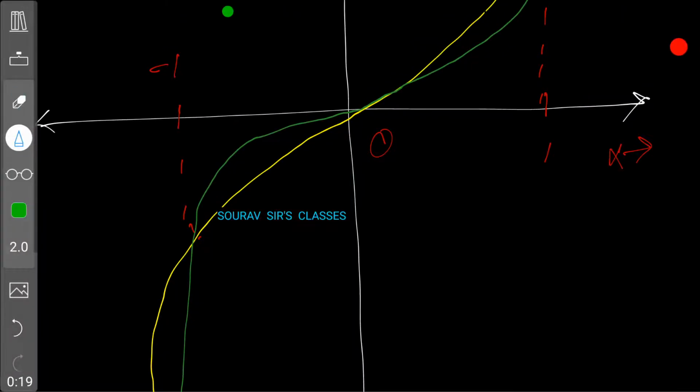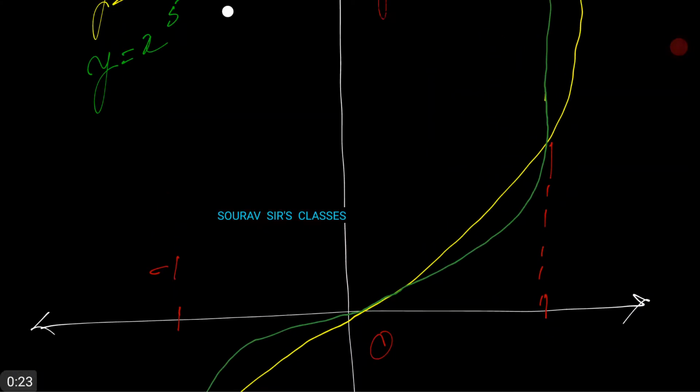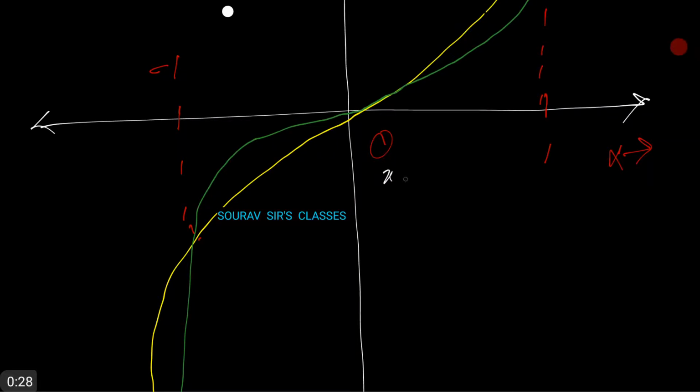Let me just write it here. We'll be generalizing graphs of the function x to the power 2n minus 1, that is f(x) equals x to the power 2n minus 1. These are the graphs we'll be generalizing about, and let's write down the properties first.